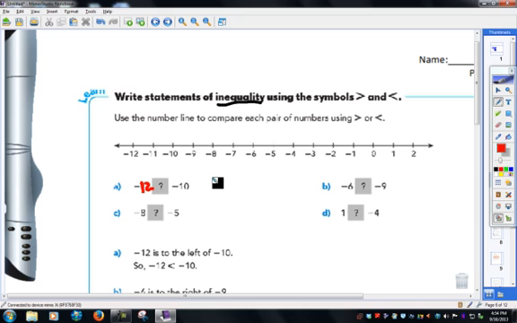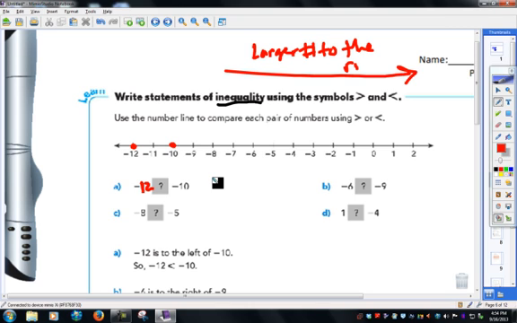Think about where this would be on a number line. Negative 12 would be right there. Negative 10 would be there. I said the more right a number is, the larger one is always to the right. So everybody write that. Larger number to the right. So right away we can see that negative 10 is actually larger than negative 12. In other words, negative 12 is less than negative 10. Let's go to this one.